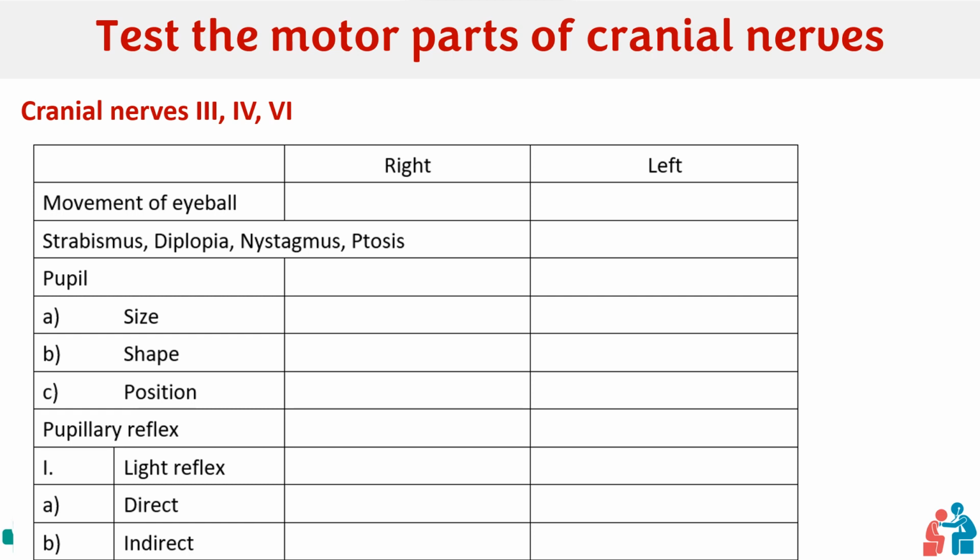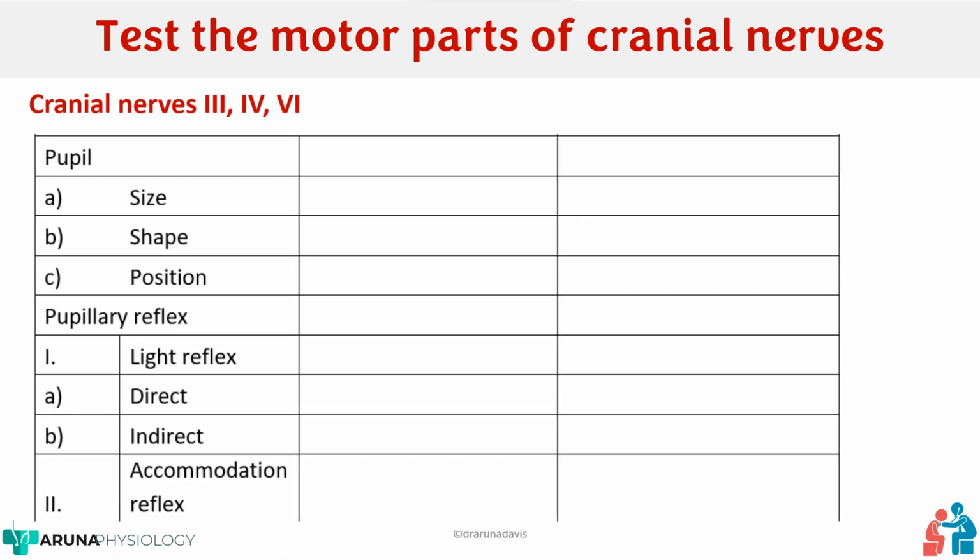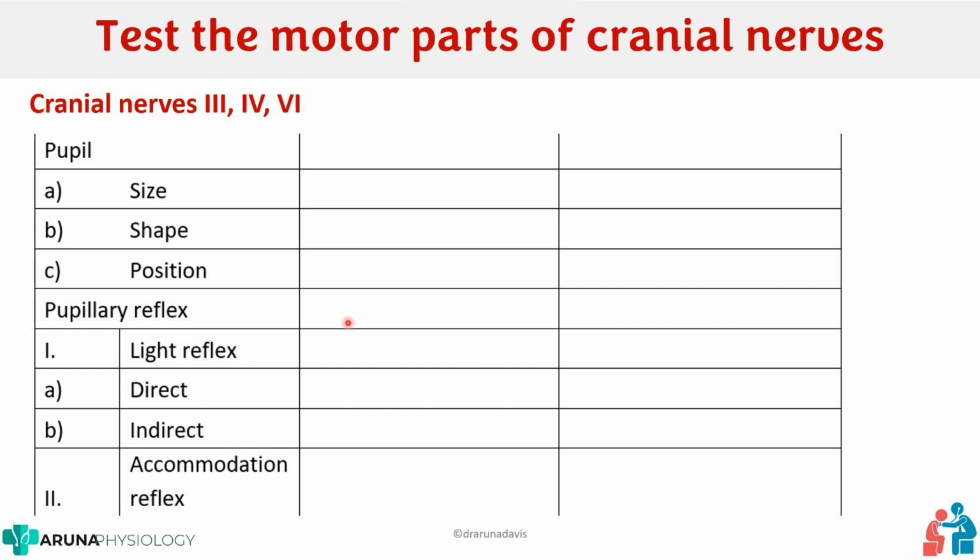So in this case you have cranial nerves 3, 4, 6, which are primarily involved with movements of the eyeball. So you have to test for the movements of the eyeball. You look for strabismus, diplopia, nystagmus and ptosis. You have to check for the pupil as well as pupillary reflexes, which includes the light reflex, direct and indirect, and accommodation reflex.